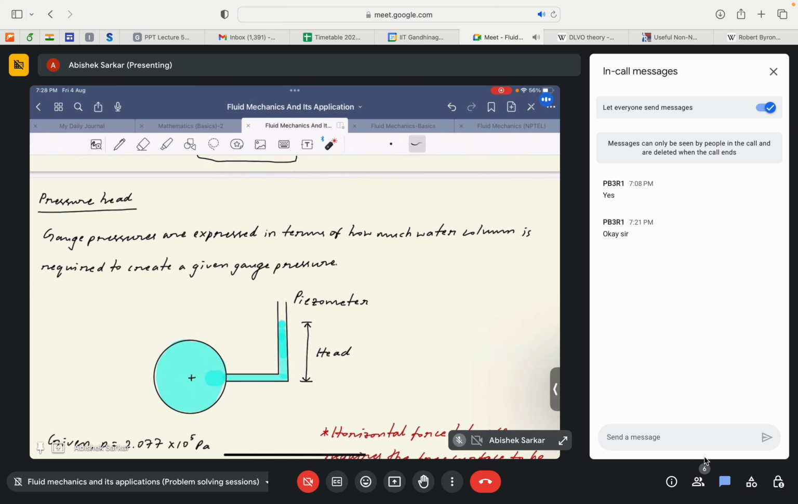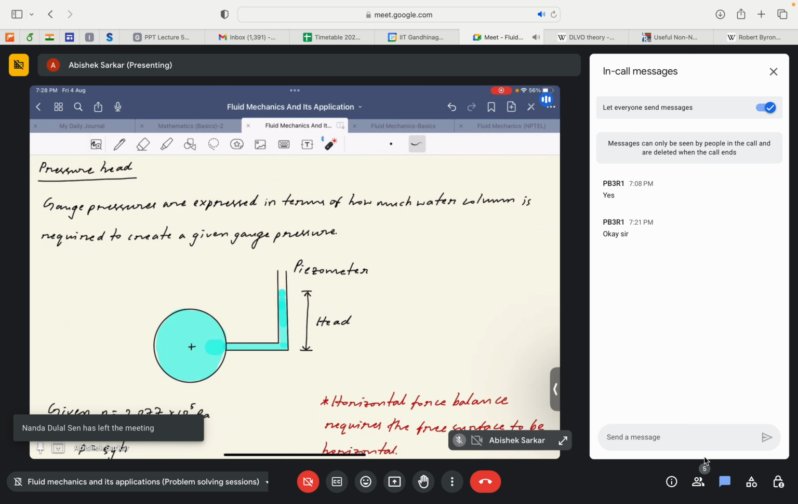And now we look into some pressure measuring devices. This diagram shows a piezometer, which basically is an L-shaped pipe inserted in the center of a duct or pipe through which a liquid flows, and helps us to measure the pressure at the center of the pipe by the help of the rise of the liquid head in the vertical portion of the L-shaped pipe. Okay, this piezometer.